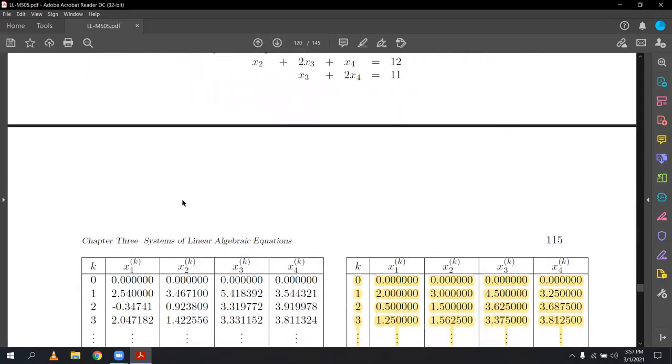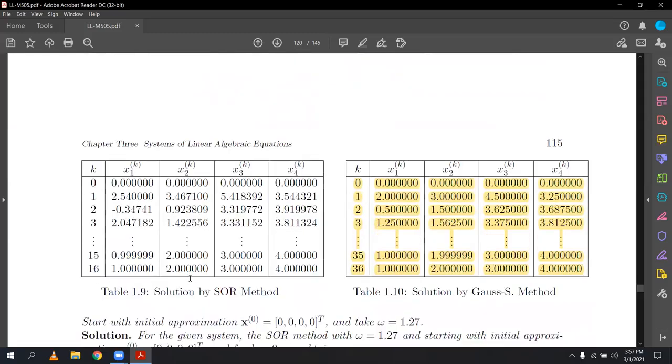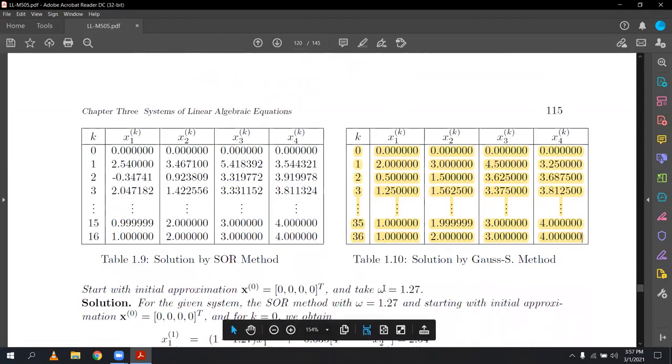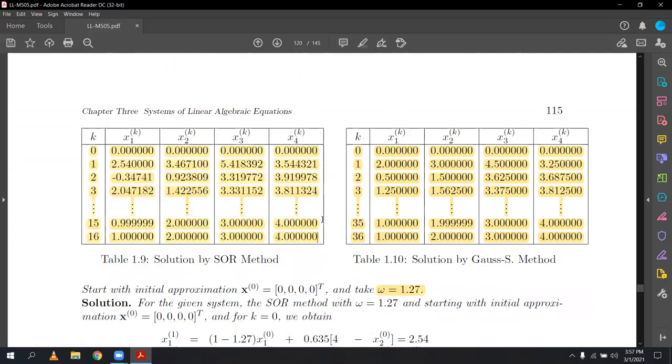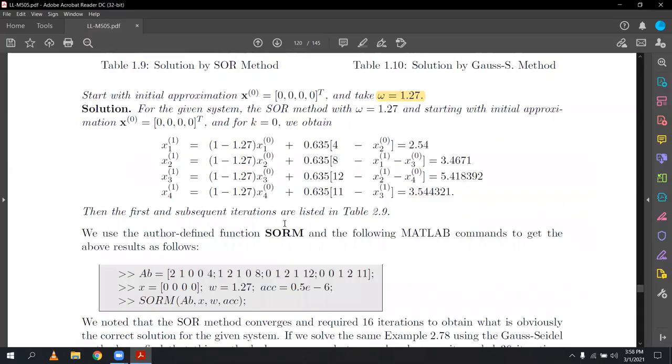But when we use the SOR method, with the value of omega equal to 1.27, the SOR method converges. But it took 16 iterations, which is still much better than the Gauss-Seidel method we have here now.